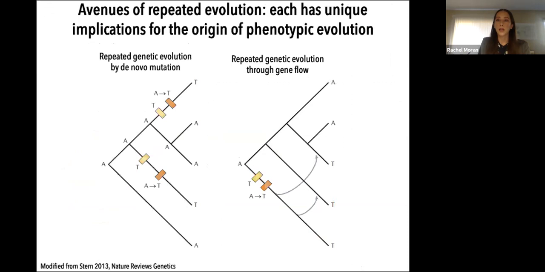Something we want to be aware of when we're looking for signatures of convergent evolution is that when we see the same mutation occurring repeatedly in the same gene, it raises the question of whether these mutations have evolved independently or have potentially evolved once and then spread via gene flow. So this has implications for how we understand the origin of phenotypic evolution and the repeatability of evolution in completely independent events.